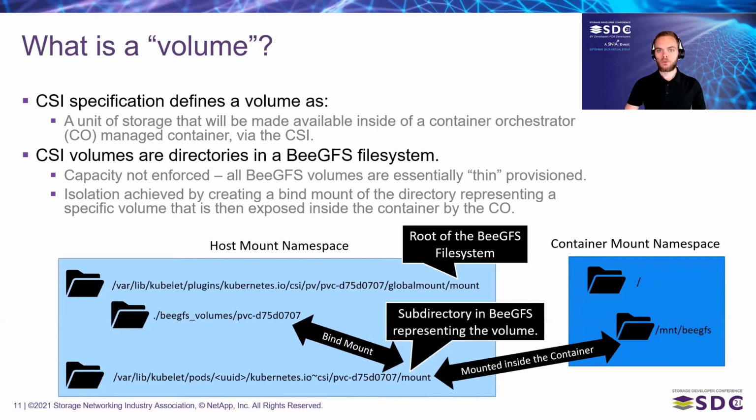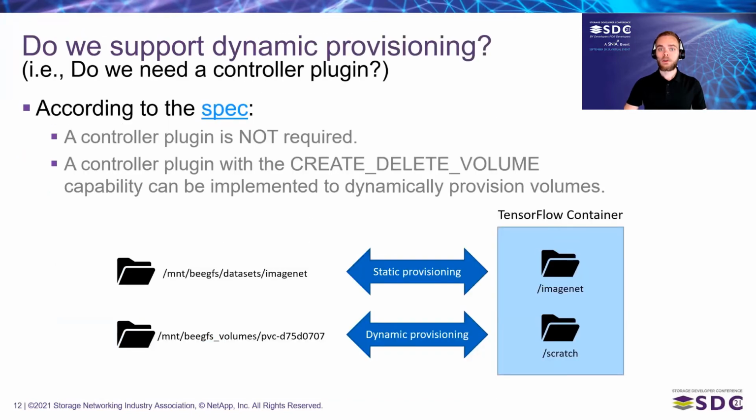If you want a full view, when we have a container orchestrator involved, BeeGFS is first mounted to a staging target path that is used to create the bind mount to a target path that is ultimately what the CO makes accessible inside the container, inside the container's mount namespace at the mount path specified by the user. The staging and target paths are provided by the CO, and in the case of Kubernetes can be found under the /var/lib/kubelet directory.